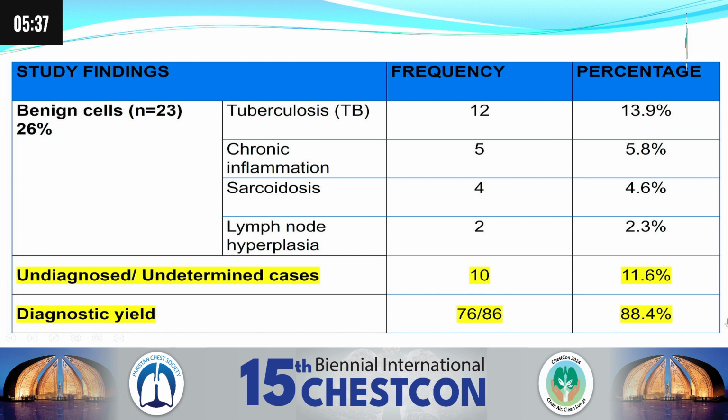And we tell the patient if it comes out to be TB, they should be thankful that TB came out, and malignancy did not. And our diagnostic yield was 88%. 11% we missed the diagnosis.